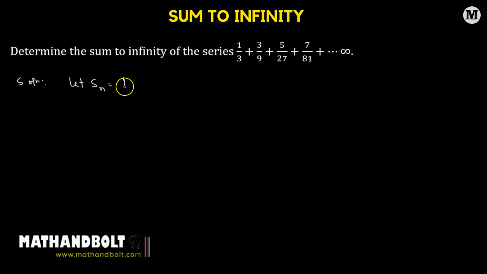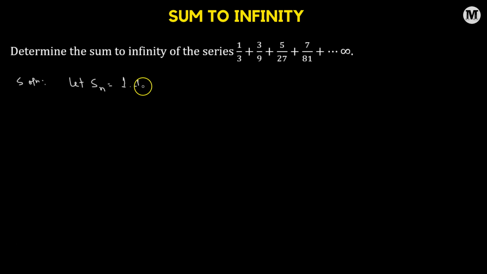But we're going to rewrite the first term as 1 multiplied by 1 over 3, added to 3 over 9, which is the second term. We're going to rewrite it as 3 multiplied by 1 over 3 squared, added to 5 over 27, that's the third term, which we can rewrite as 5 multiplied by 1 over 3 cubed. Added to 7 multiplied by 1 over 3 raised to the power of 4. And this keeps on going all the way up to an infinite number of terms.